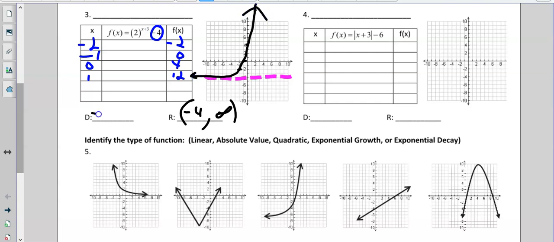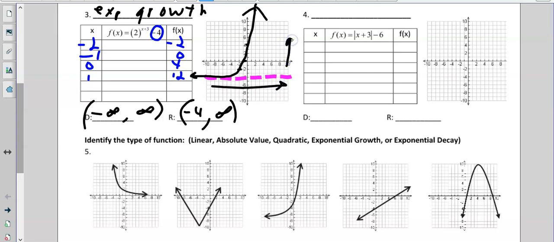So how far left is it going? Forever. How far right is it going? Forever. Gradually, but it's going to keep going right. Oh, and I forgot to write up here that this is an exponential growth problem. Because over time going this way, it's going up.